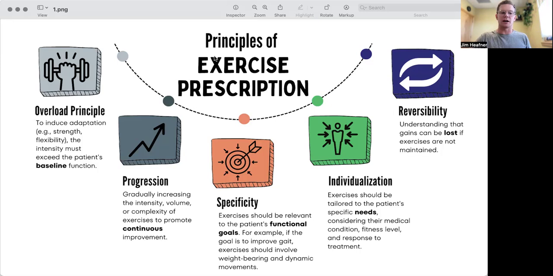So in the next slide, I'm going to share different ways that we can use these principles of overload, progression, specificity, and individualization kind of on the different variables that we can manipulate.